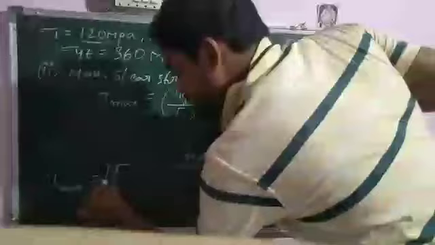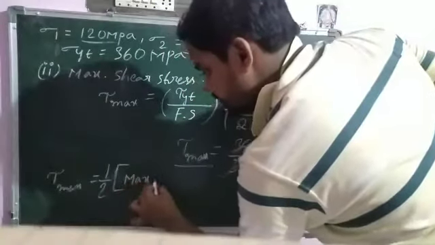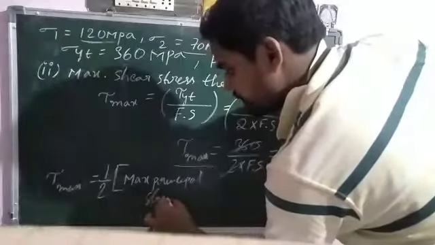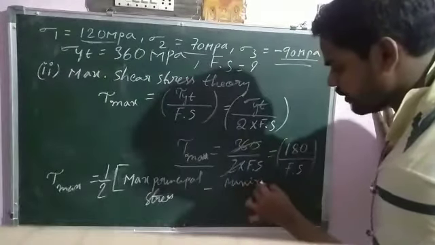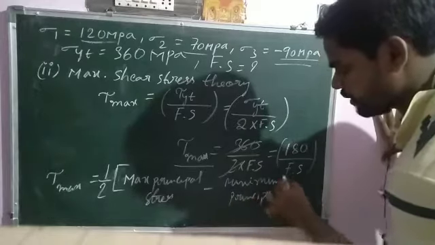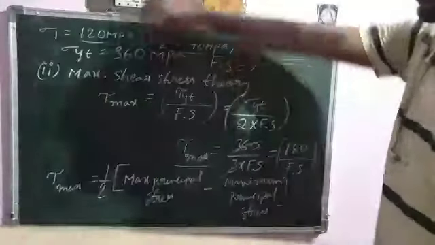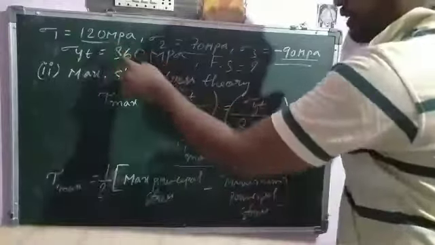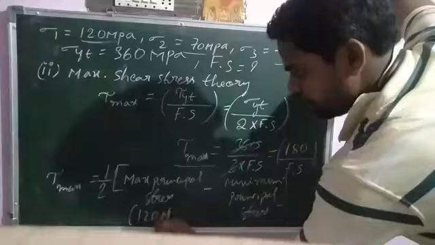So half of the difference between the maximum principal stress and the minimum principal stress. So what is the maximum principal stress? From the given principal stresses, what is the maximum value? 120. So the maximum principal stress is 120 MPa.